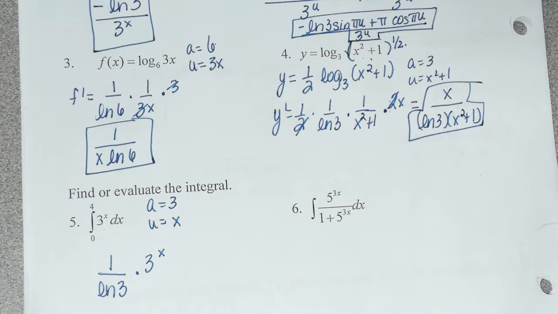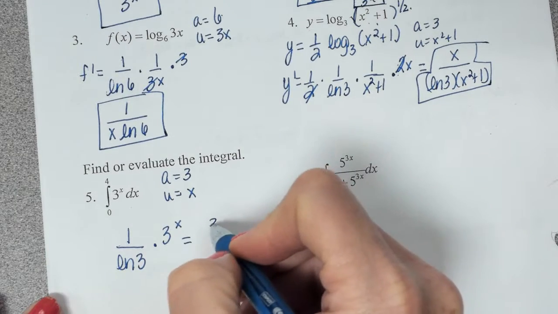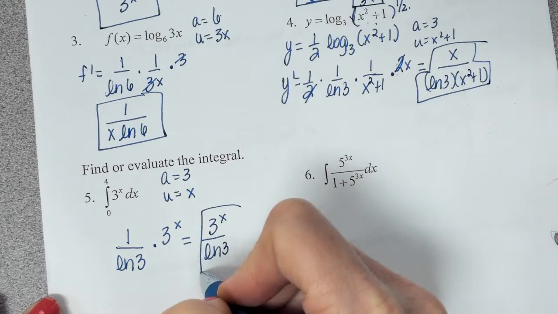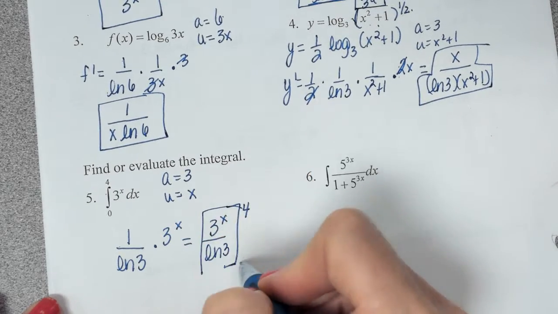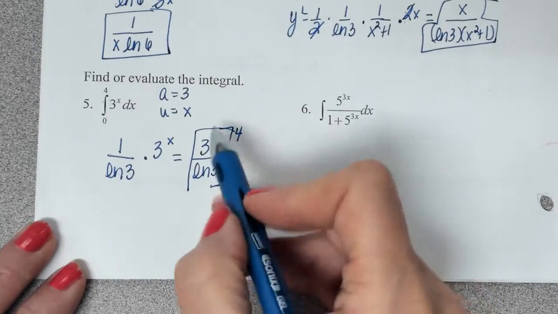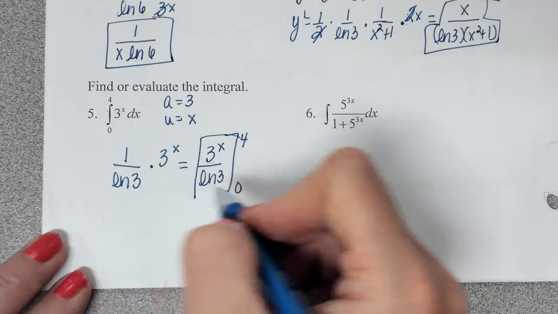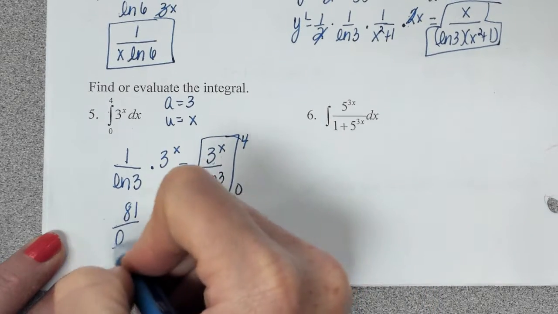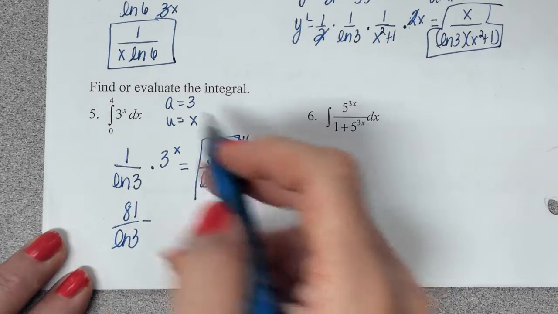So go ahead and get out your calculator. I want to remind you of how you can check this. This answer is going to be 3 to the x over natural log of 3. That's what we came up with. Oops, but we have to plug in our numbers. So we have to plug in 4 and 0. We're not going to check yet. So if I plug in 4, what's 3 to the 4th? 3 times 3 times 3 times 3? 81. So it's 81 over the natural log of 3 minus, now plug in 0. What's 3 to the 0?